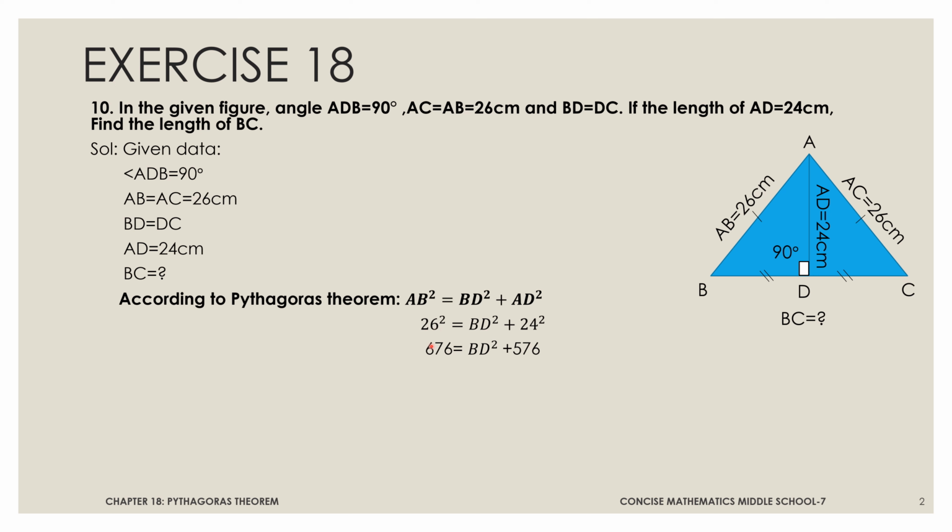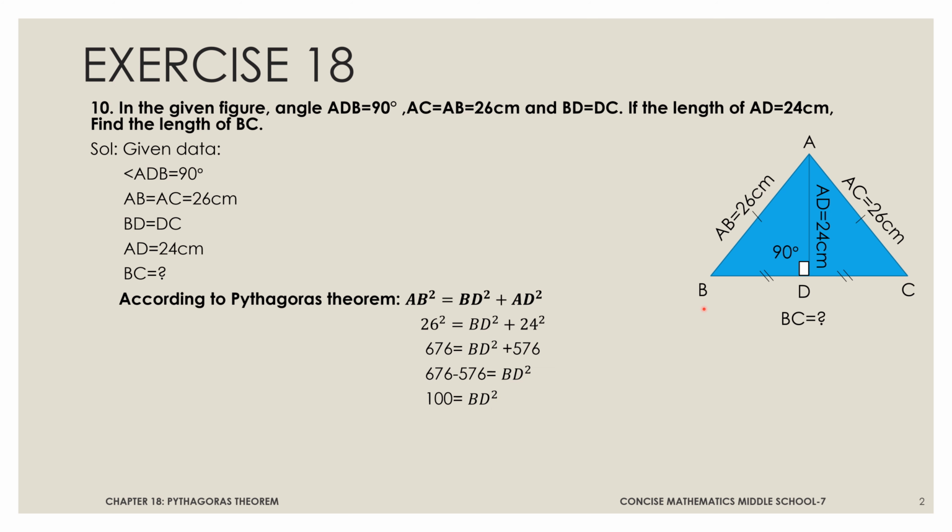Now 26 into 26. 26 square means 26 into 26, 676. BD square, just write down as it is, plus 24 square. That means 24 into 24. That becomes 576. Now we need to find the value of BD square. So just get this 576 on the other side. It becomes minus. One is having a positive sign, the other is having a negative sign. So just put the bigger number's sign, that is the plus sign, and subtract it. You will get plus 100 is equal to BD square.